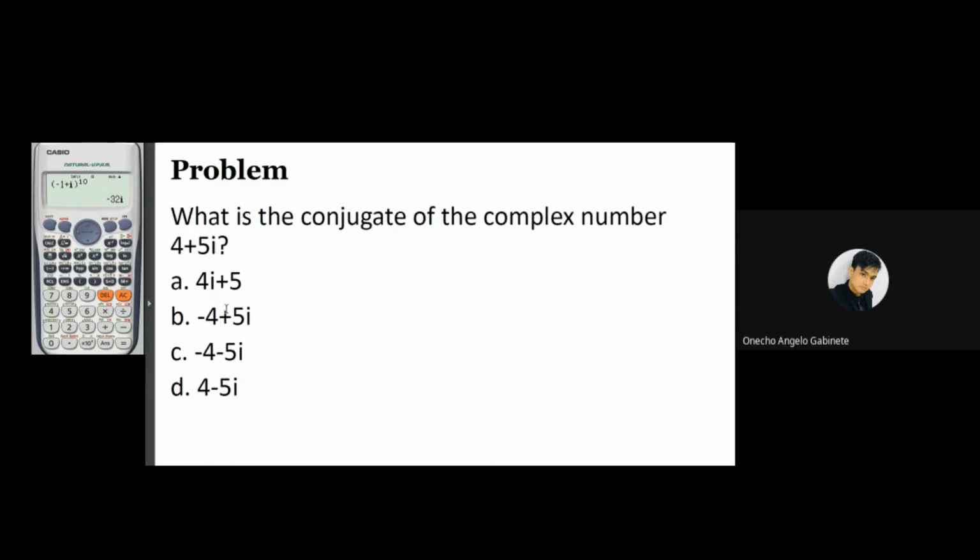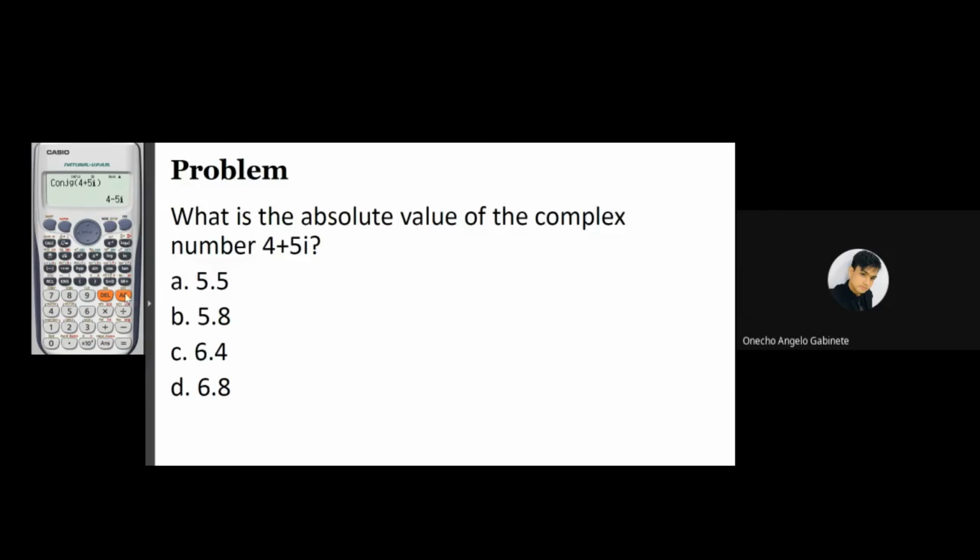Next, what is the conjugate of the complex number 4 plus 5i? Press shift, number 2 for complex, number 2 is conjugate, and then enter 4 plus 5i. So the answer is 4 minus 5i.